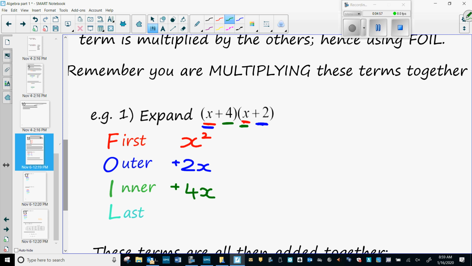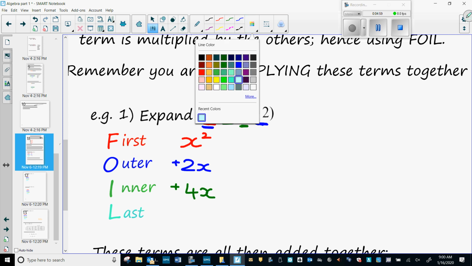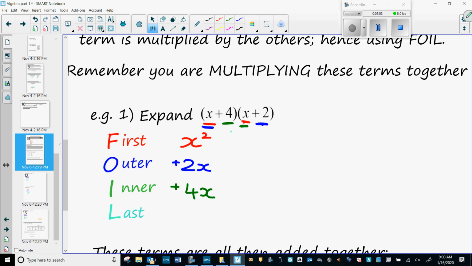And then we've got our last one, which is 4 and 2. So that's positive 4 multiplied by positive 2 is positive 8. Okay? Again, just as a thing to note, sometimes people for some reason get to the last one and decide to add them. Okay? You're always multiplying.